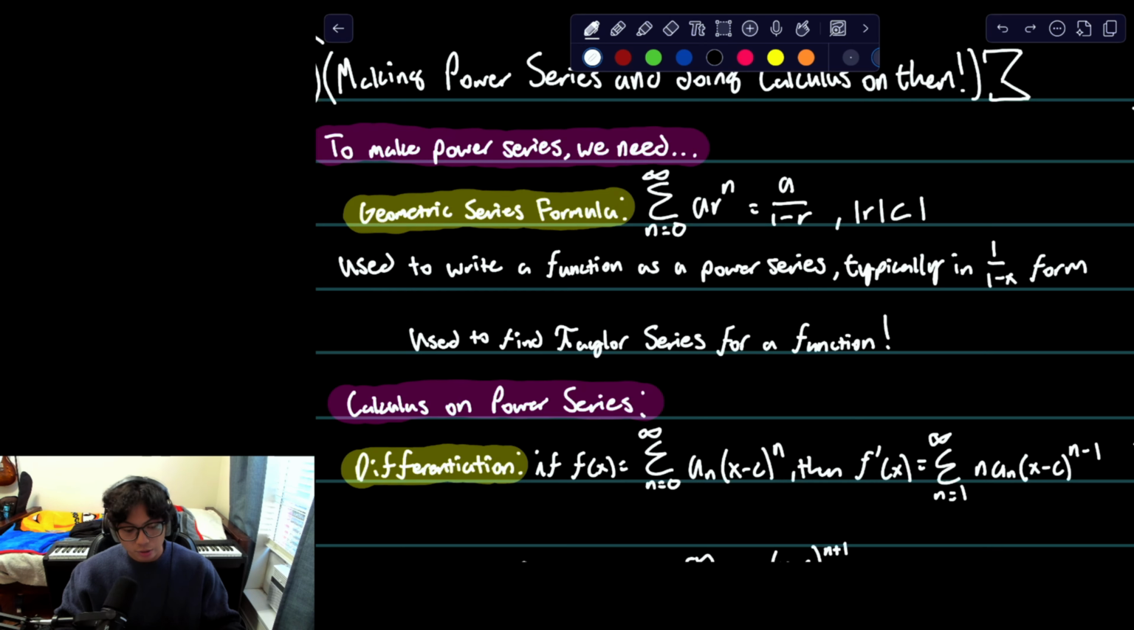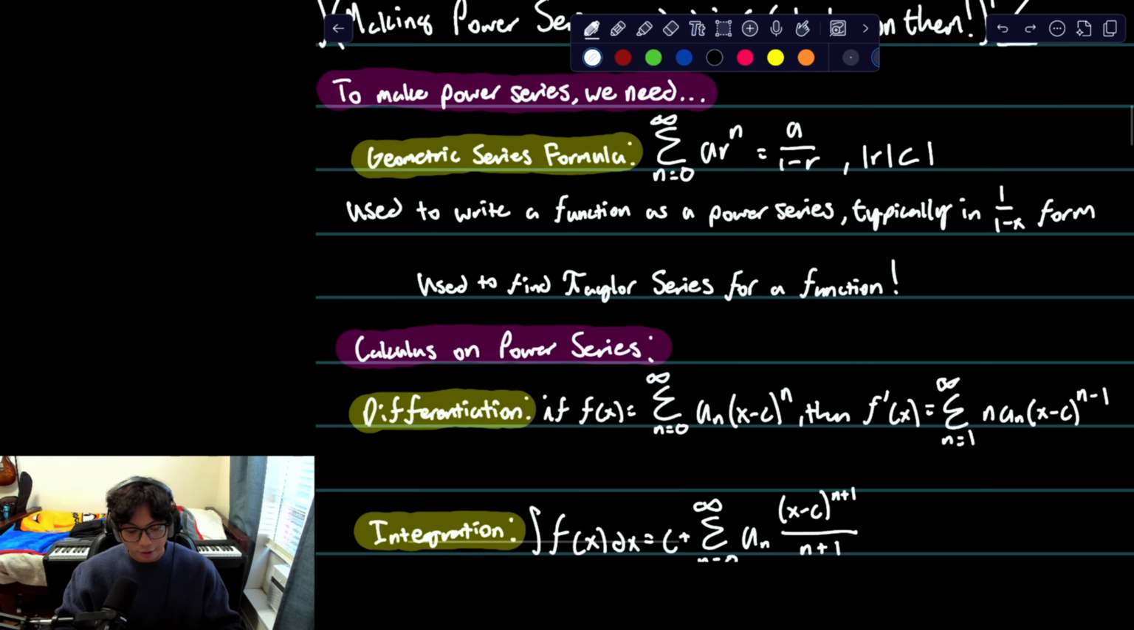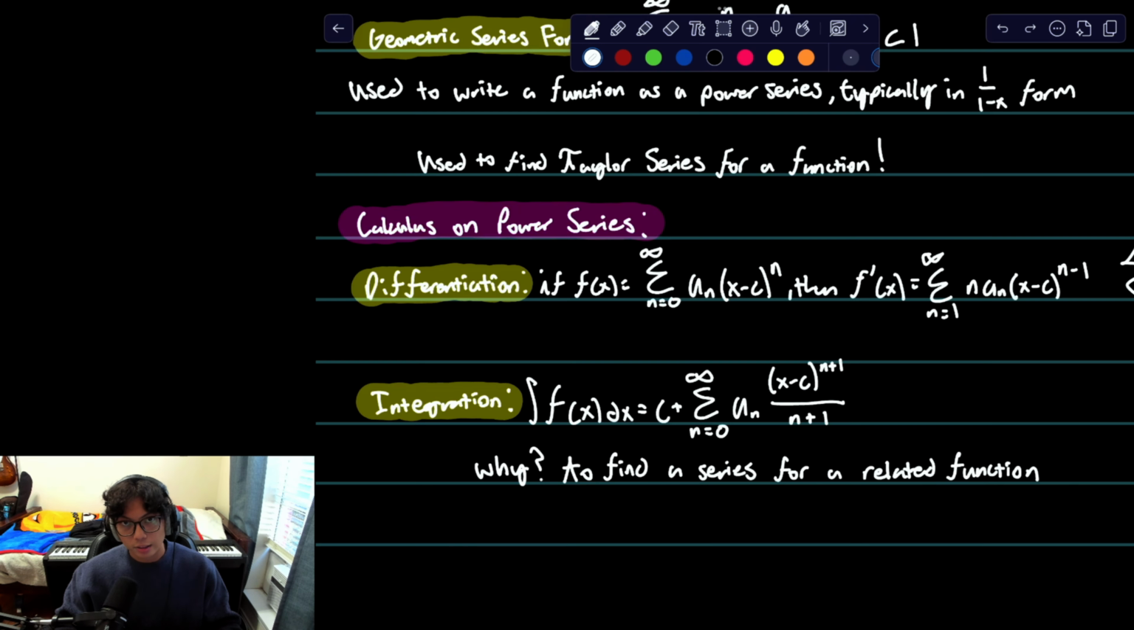And this is typically used to write a function as a power series, which is typically in 1 over 1 minus x form. And the reason we do this is later on we're going to do Taylor series and Maclaurin series, where we use this to find our Taylor series for our function. And then in the second part of this video, we're going to do calculus on power series.